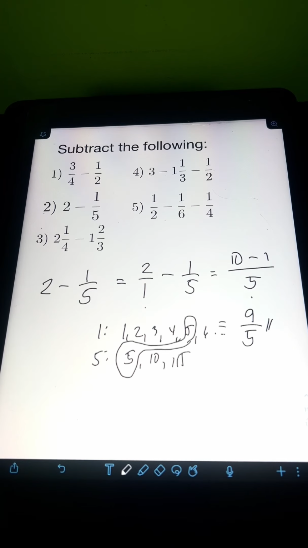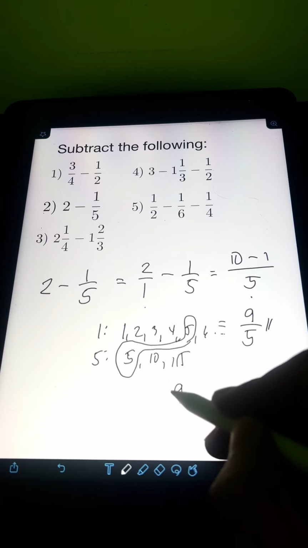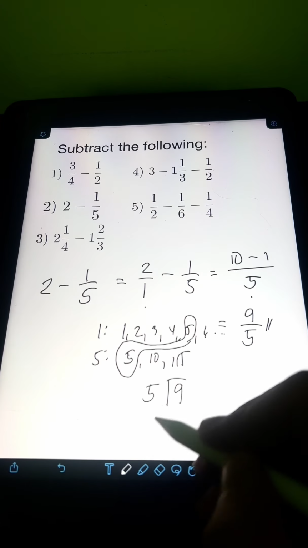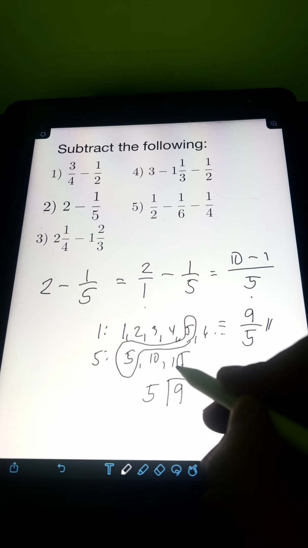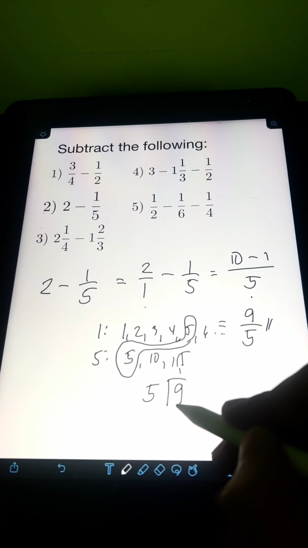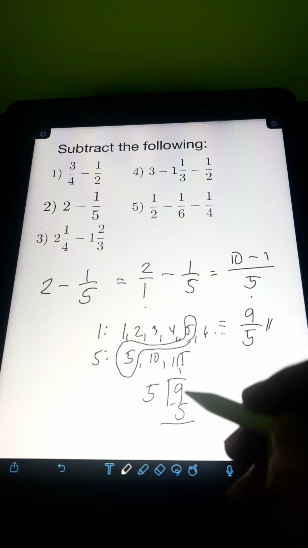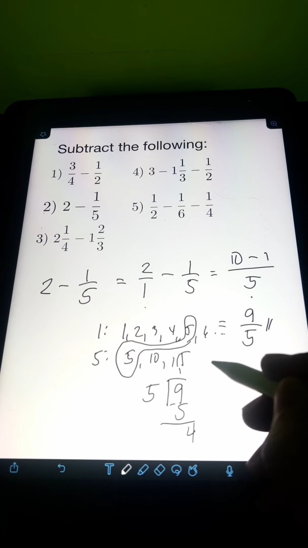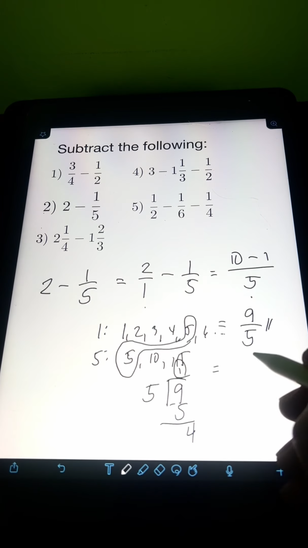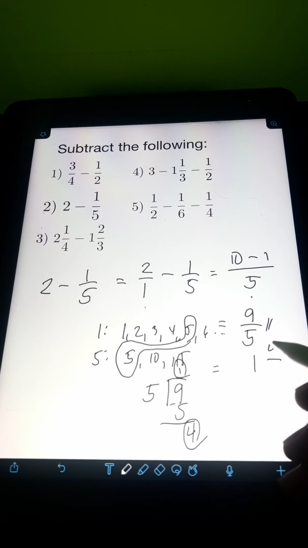So this is an improper fraction, meaning the numerator is greater than the denominator. So you can transform to mixed number. Simply divide the numerator 9 by the denominator 5. So 9 divided by 5, it's 1. 1 times 5, it's 5. Subtract 9 minus 5, it's 4. So 9 over 5 is also equal to 1 and 4 over 5.